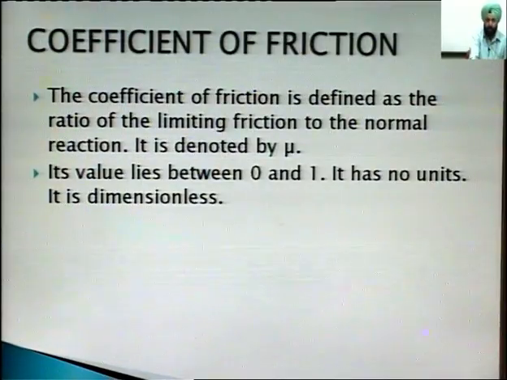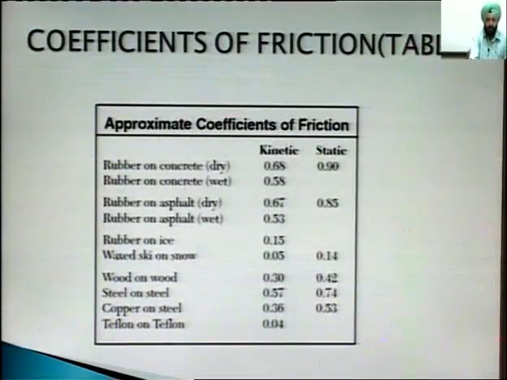Coefficient of friction is a very important term, which is the ratio of limiting friction to the normal reaction. It is denoted by mu. Its value is 0 to 1. It has no units, no dimensions. Different types of material have different coefficients of friction. You must have knowledge about these materials.